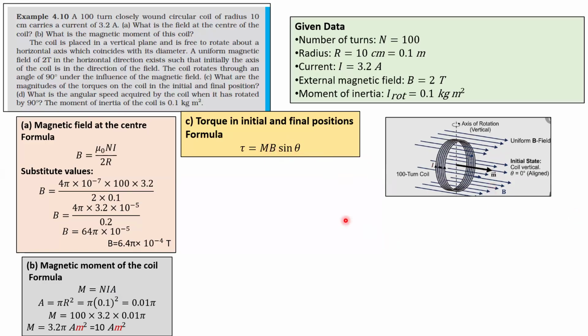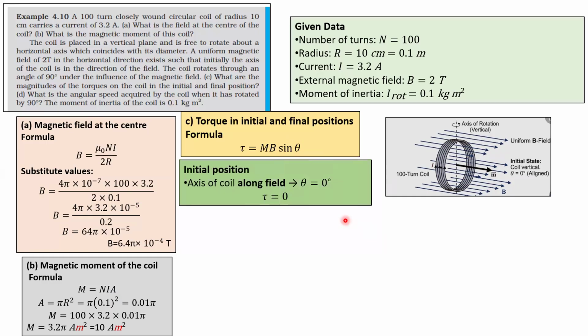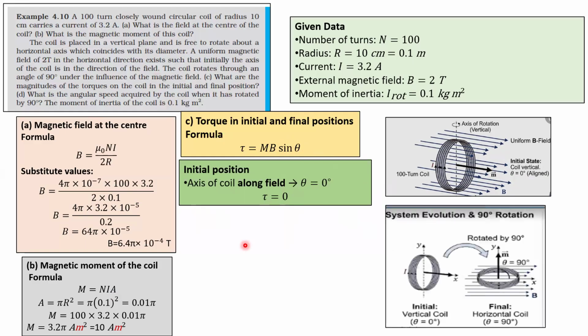So, what is the torque now? Initially, theta equal to 0. Therefore, sine 0 value 0, torque equal to 0. Now, the second part. Second part, we are rotating the coil such that it becomes horizontal. Initially, coil was vertical. Now we are rotating by an angle 90 degree. The coil becomes horizontal. This is the diameter, right?